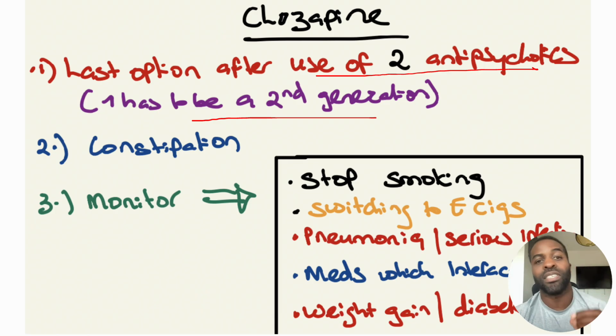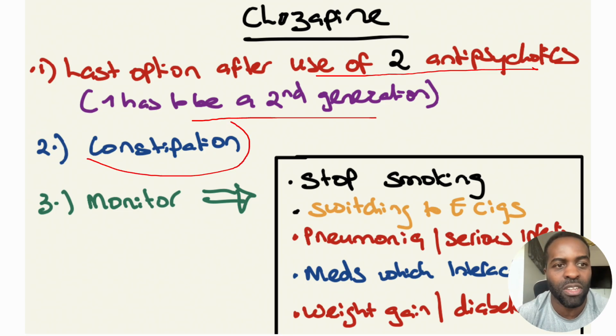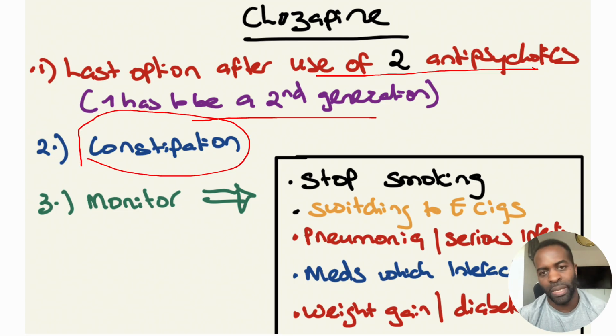antipsychotic. I mentioned intestinal obstruction, which is an MHRA warning, which is a very important side effect to know about this drug. Hence the reason why we have constipation. Please learn this when it comes to clozapine. Then finally, we talk about what you need to measure, what you need to monitor.